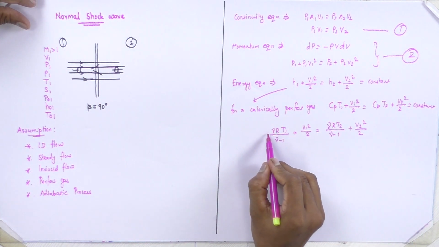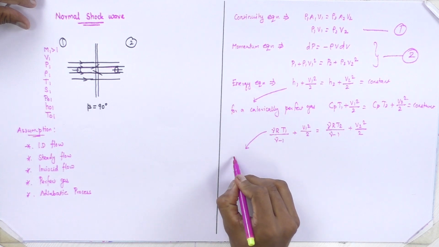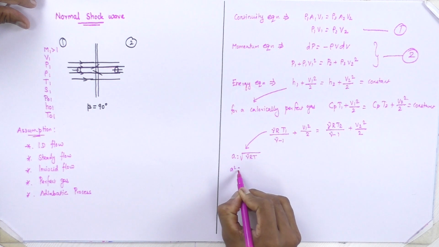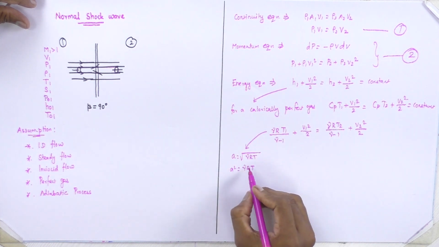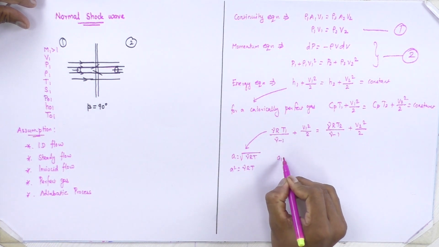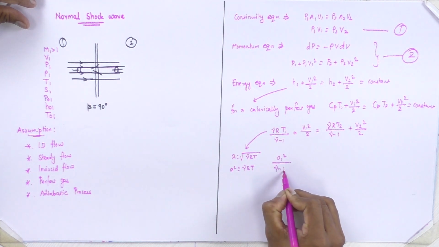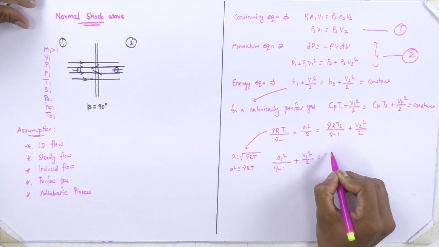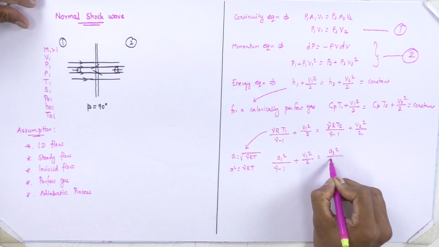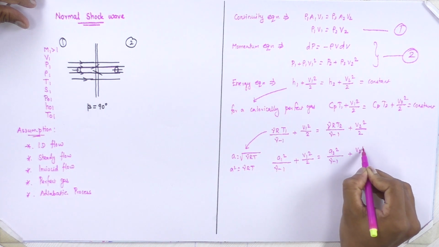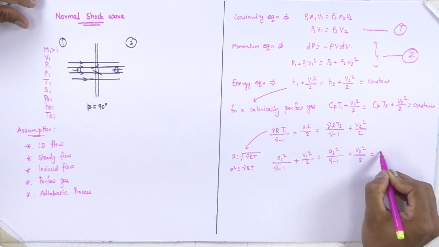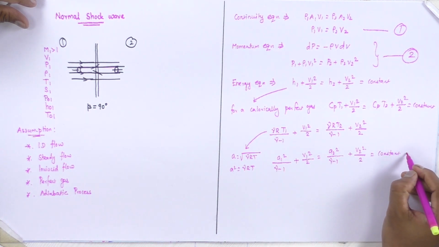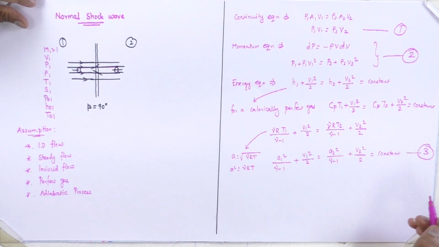From the relations of speed of sound, we can say A is equal to root of gamma RT. So A squared is equal to gamma RT. So here, A1 square divided by gamma minus 1 plus V1 square divided by 2 is equal to A2 square divided by gamma minus 1 plus V2 square divided by 2. This is equal to constant. So this is the energy equation we are going to use. Let's say this is equation number 3.